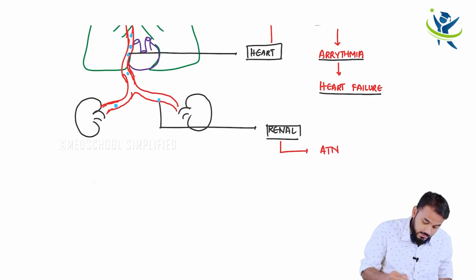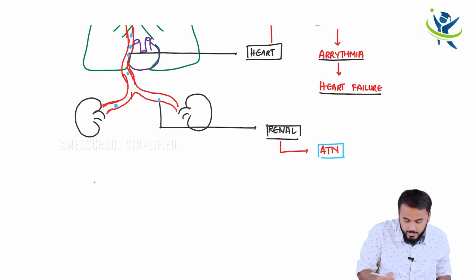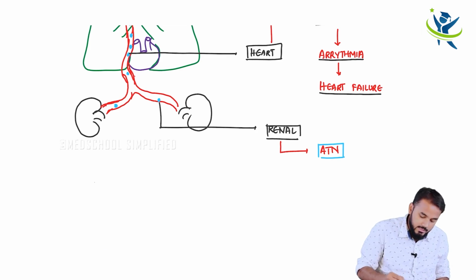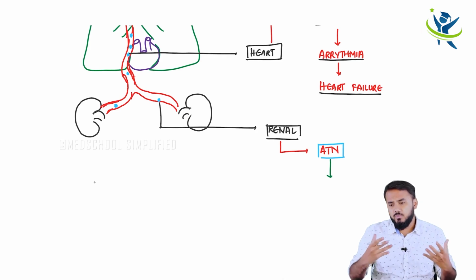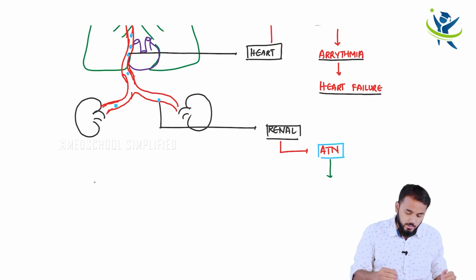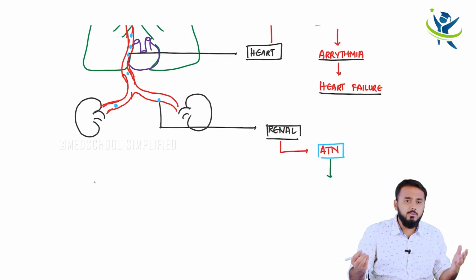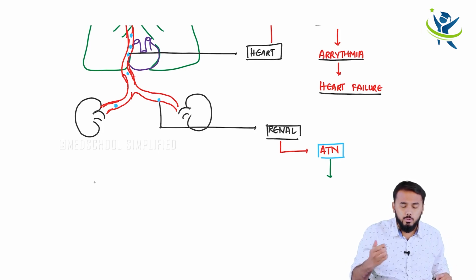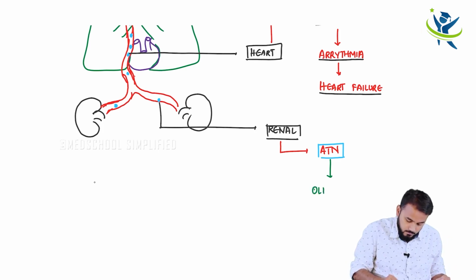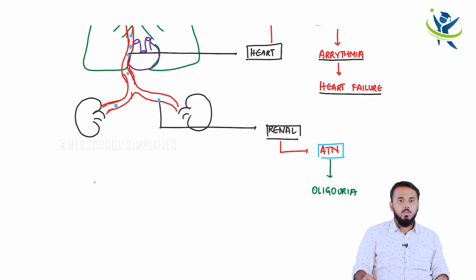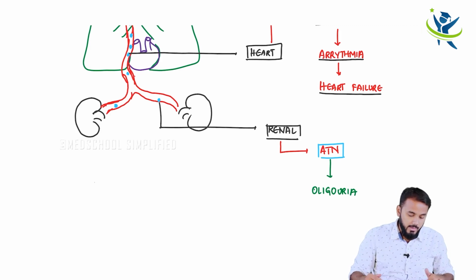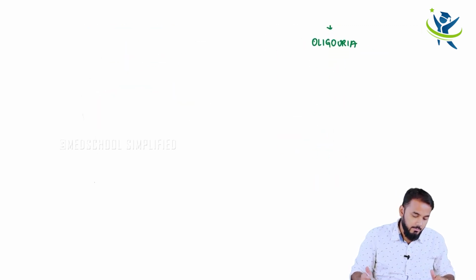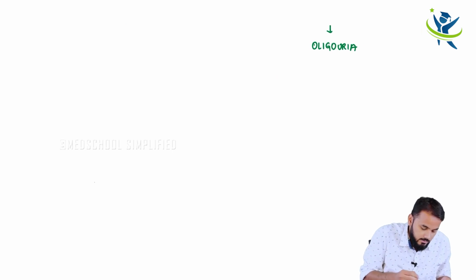There is a condition called acute tubular necrosis. What is happening in this acute tubular necrosis is that the kidneys won't function. When the kidneys won't function, they will not excrete urine. When the kidneys will not excrete urine, this condition you call oliguria. If you want me to make a separate table for that, very simple.